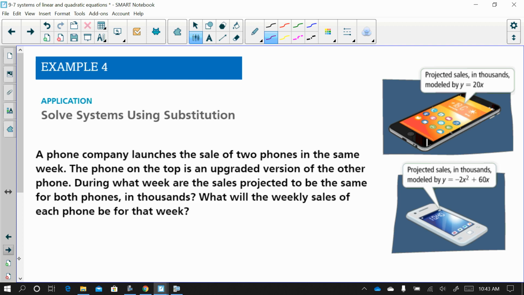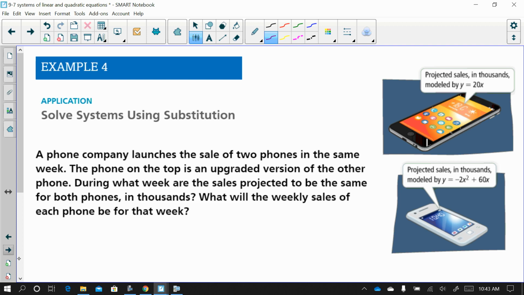Okay, and the last way to solve a system of equations we have is substitution. So here's a little bit of a word problem. Please don't groan. Say a phone company launches the sale of 2 phones in the same week. The phone on the top is an upgraded version of the other phone. During what week are the sales projected to be the same for both phones in thousands? What will be the weekly sales of each phone be for that week?